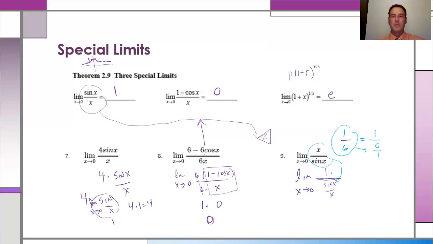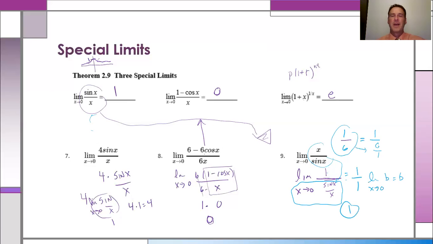Remember that when you have just the b, the limit as x approaches b, as in this case it's 0, is just b. It's the same thing. So that means the top is going to be 1, and the bottom is this guy right here, which is also 1. So your answer is 1.